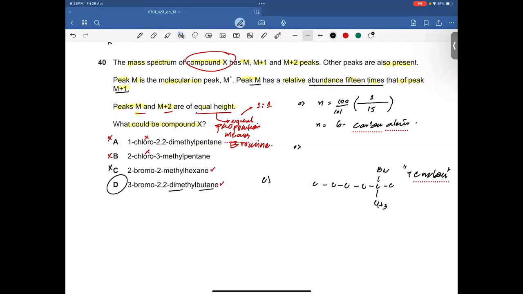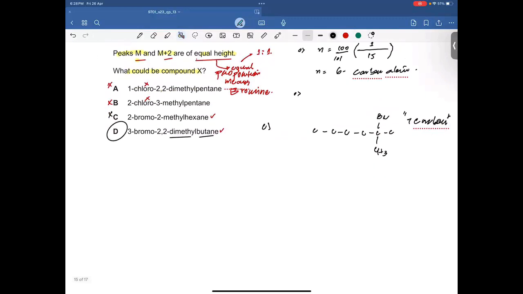butane has 4 carbon and 2 methyl has 2 carbon. So 4 carbon plus 2 carbon becomes 6 carbon atoms. Let me give you the structure. Butane has 4 carbon atoms. 1, 2, 3, 4. 3 bromo. 1, 2, 3 bromo. 2, 2 dimethyl. This is 2, 2 dimethyl. Check carbon. 1, 2, 3, 4, 5, 6 carbon. That's why D is the right answer.